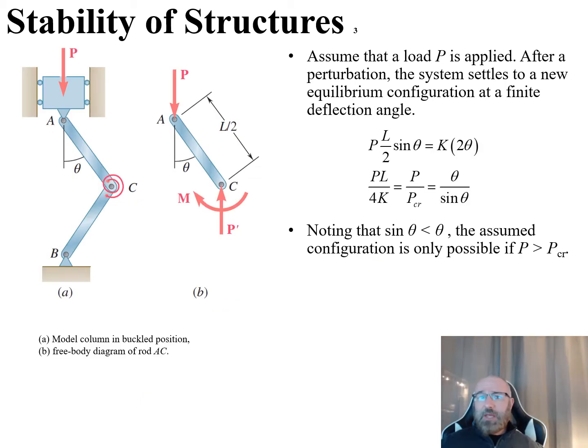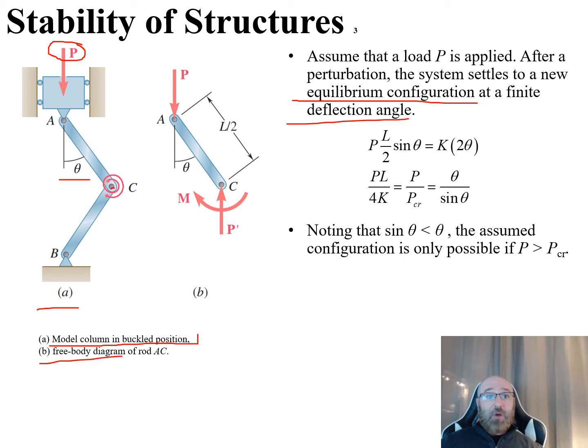So continuing on with that same model, we see we have our load P applied up top here, and after perturbation, the system is going to settle to a new equilibrium configuration at a finite deflection angle. We can see that in part A. Here's our model column in a buckled position. There's our point C out here. We have this angle now of theta.